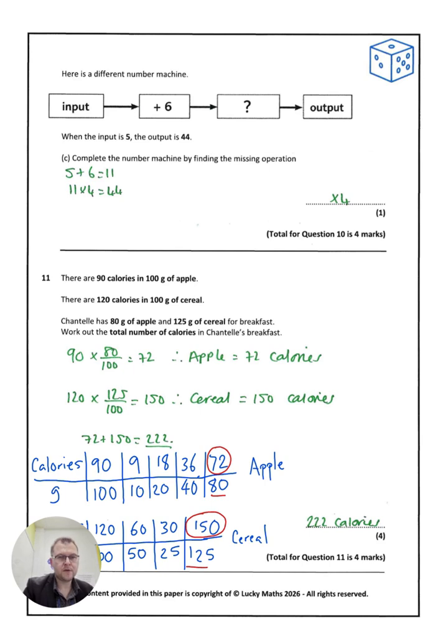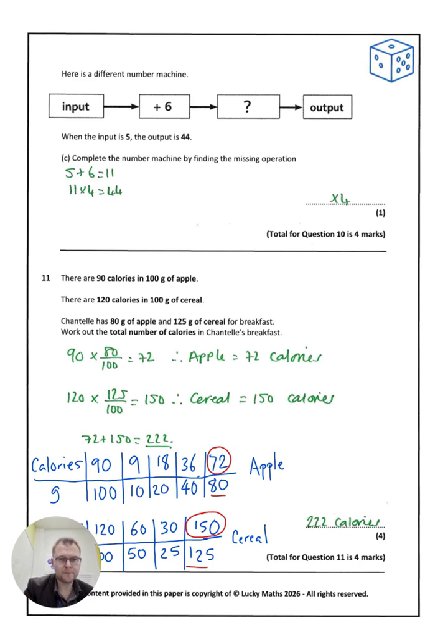Question 11, use a ratio table to break the question down. 90 calories, 100 grams. So automatically I can divide that by 10. 9 calories equals 10 grams. And by doubling, I can generate, again, 72 calories in 80 grams of apple. So for the first part of the answer there, I've obviously circled the 72.